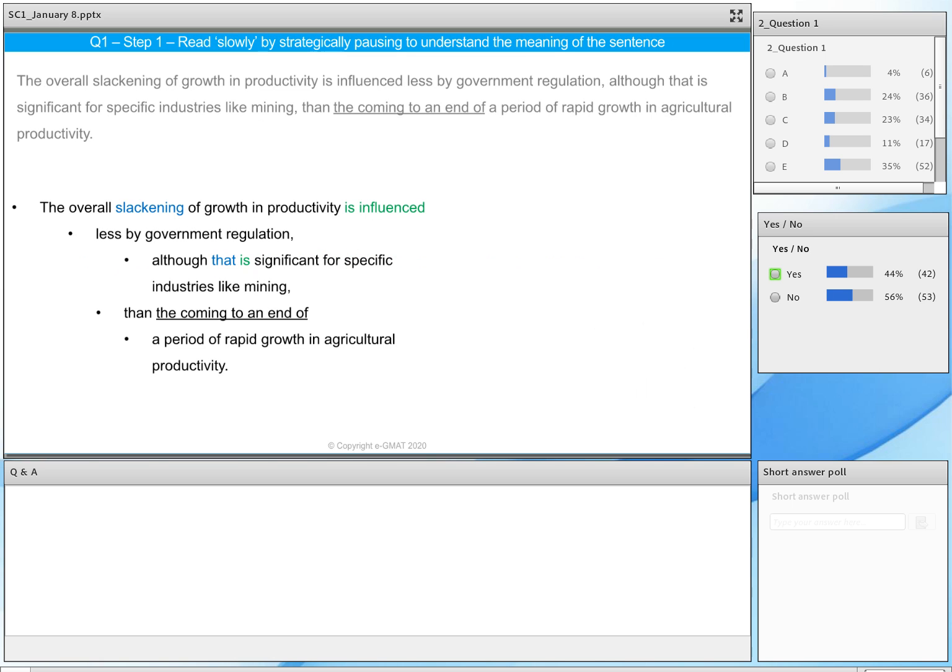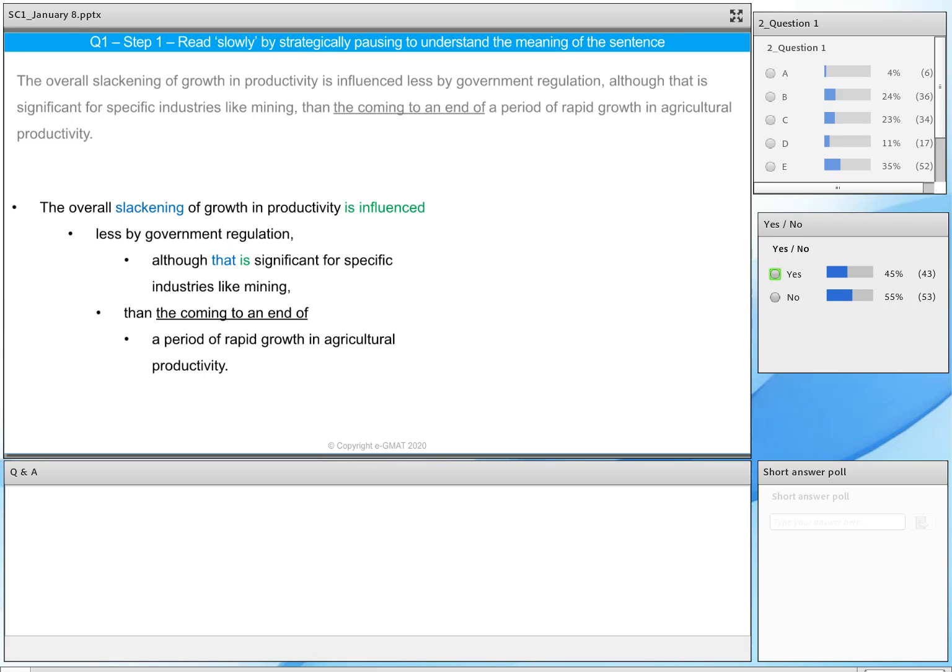The first thing we do is read through the sentence slowly and really understand what's going on. This is what I call actively reading the sentence. You'll see things highlighted in blue and green, and those are going to be our subject-verb pairs in the sentence. We highlight those because they are foundational components that you really have to see in order to understand what's going on in the sentence. So as we read, the overall slackening of growth in productivity is influenced.